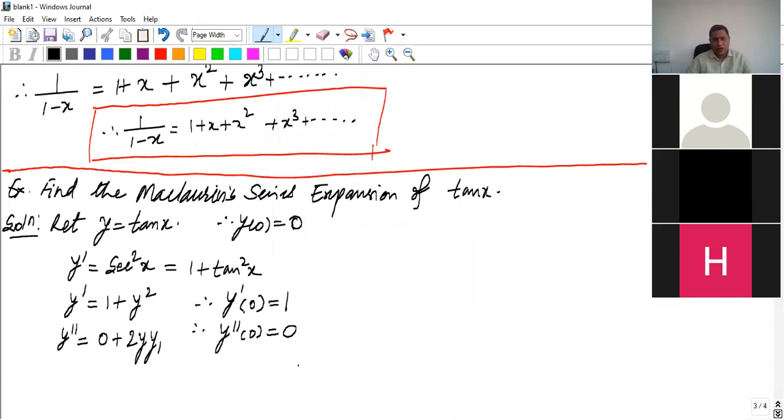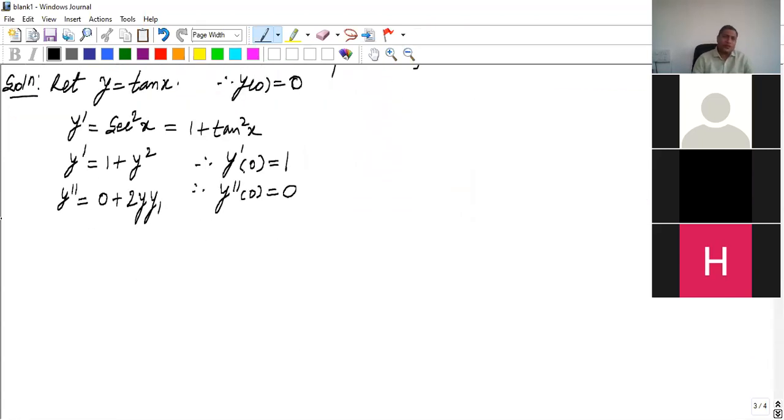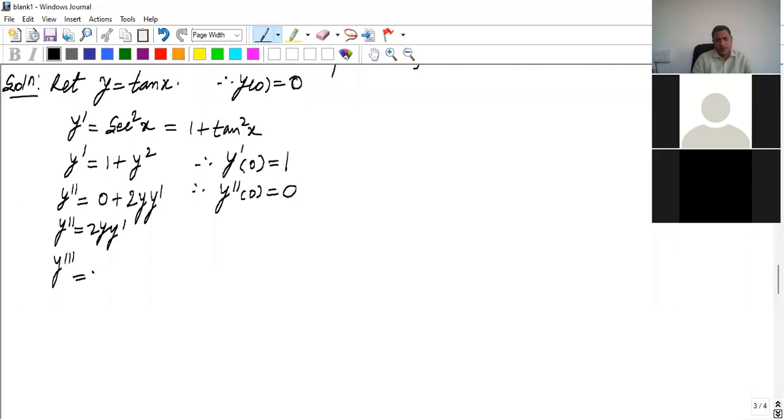Now think of the next. So we have y double dash is equal to 2y y1, or y dash. Write this y1 as y dash. And now we want the next derivative. So y triple dash is equal to, this 2 remains as it is. Is that okay if I write y1 dash square?